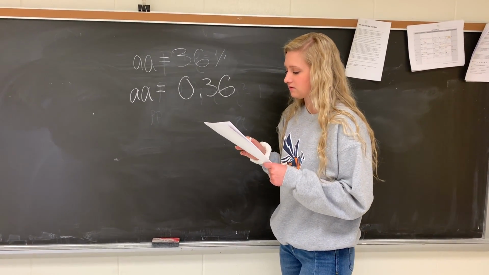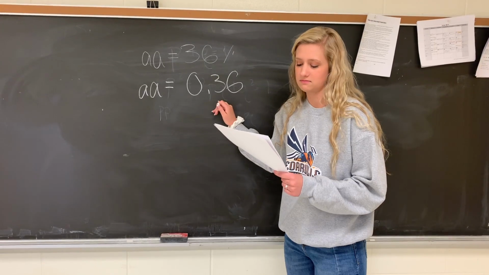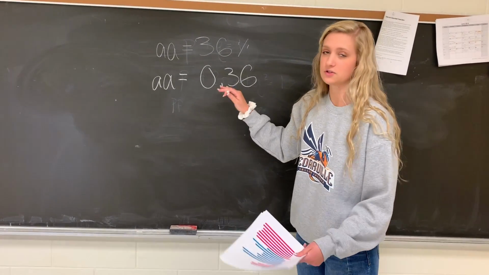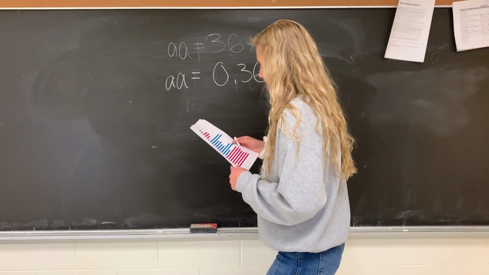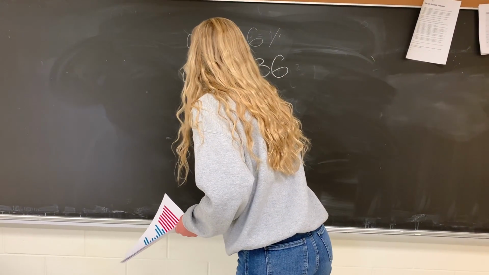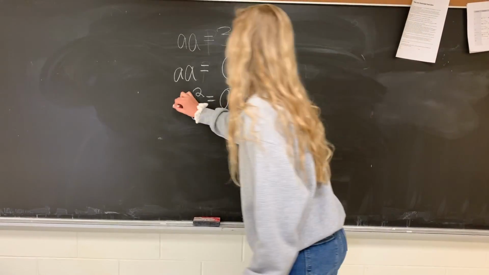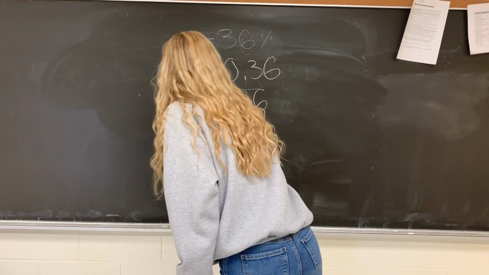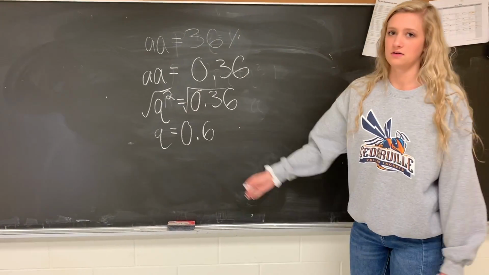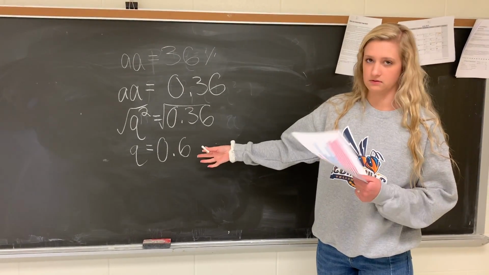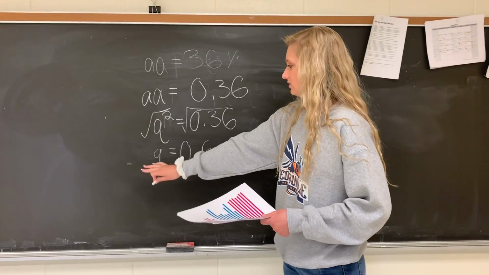Part 2, the frequency of the a allele. So this is not a squared. This would be q squared, because it's a recessive genotype. So q squared is 0.36. We just take the square root and we get 0.6 for the frequency of the little a allele, because this would be the genotype and just 1 is the allele.